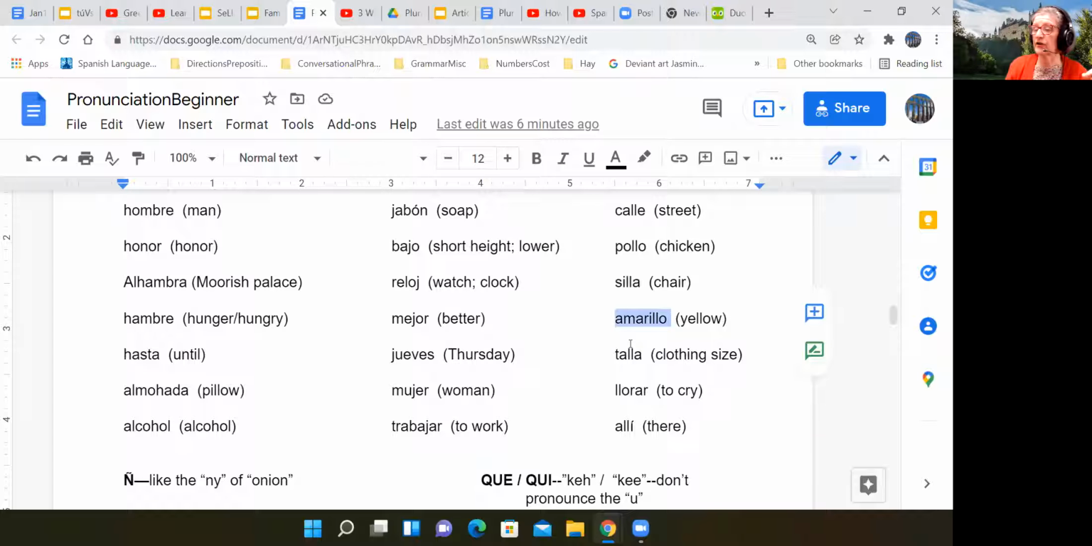Here's the word for a color. Amarillo. Okay. Here's for if you're talking about a size of clothing. Talla. Here's another word with a double L. Llorar. Here's a word that means there. It points out that something is not close. It's there. Allí. Okay.